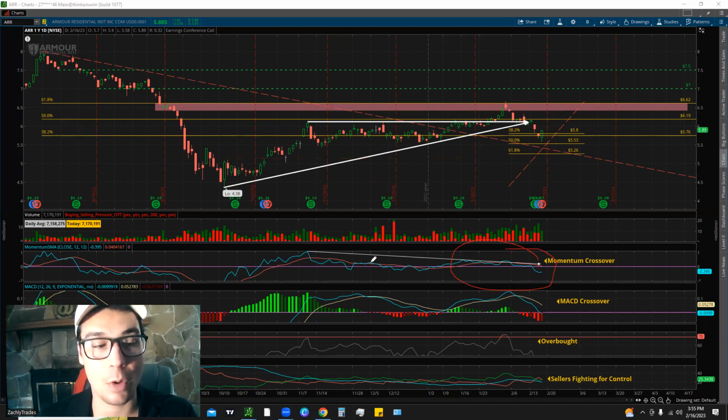So this is the momentum SMA indicator. Momentum is going to be this blue line right here, and you have the red line as your momentum simple moving average. And we had a bearish divergence.